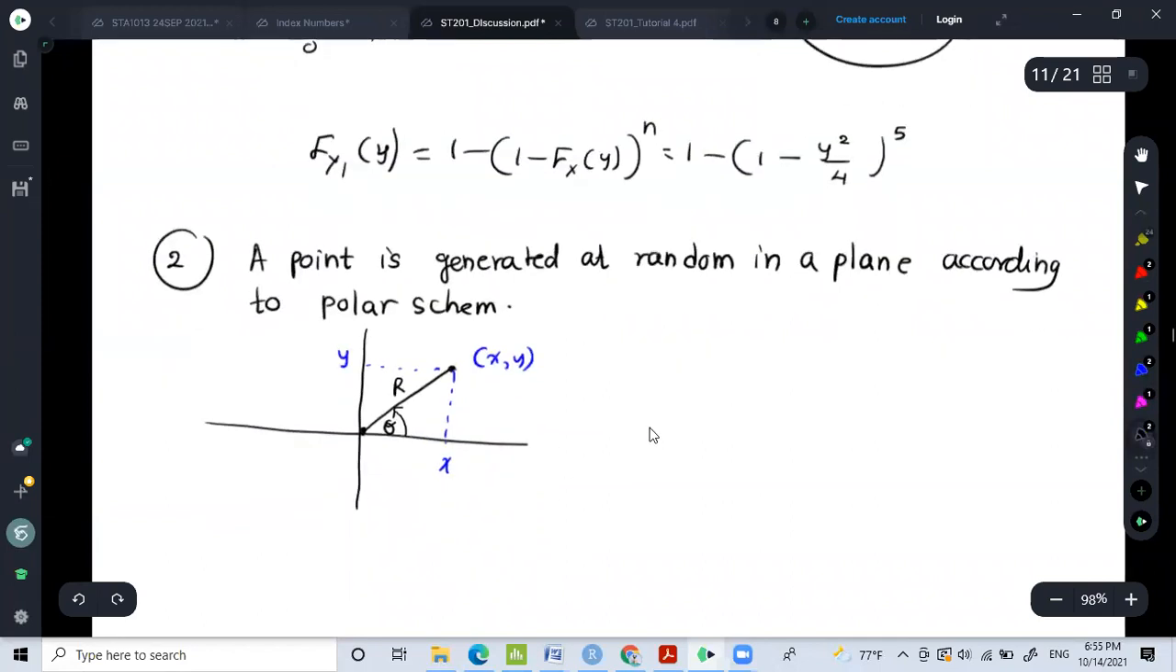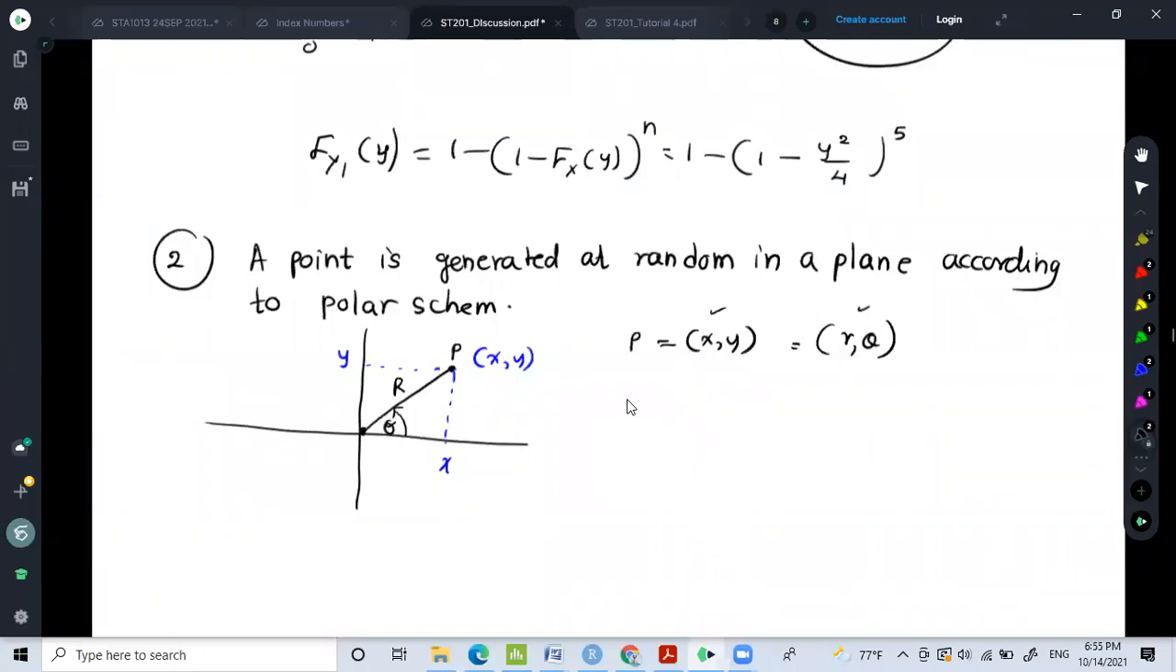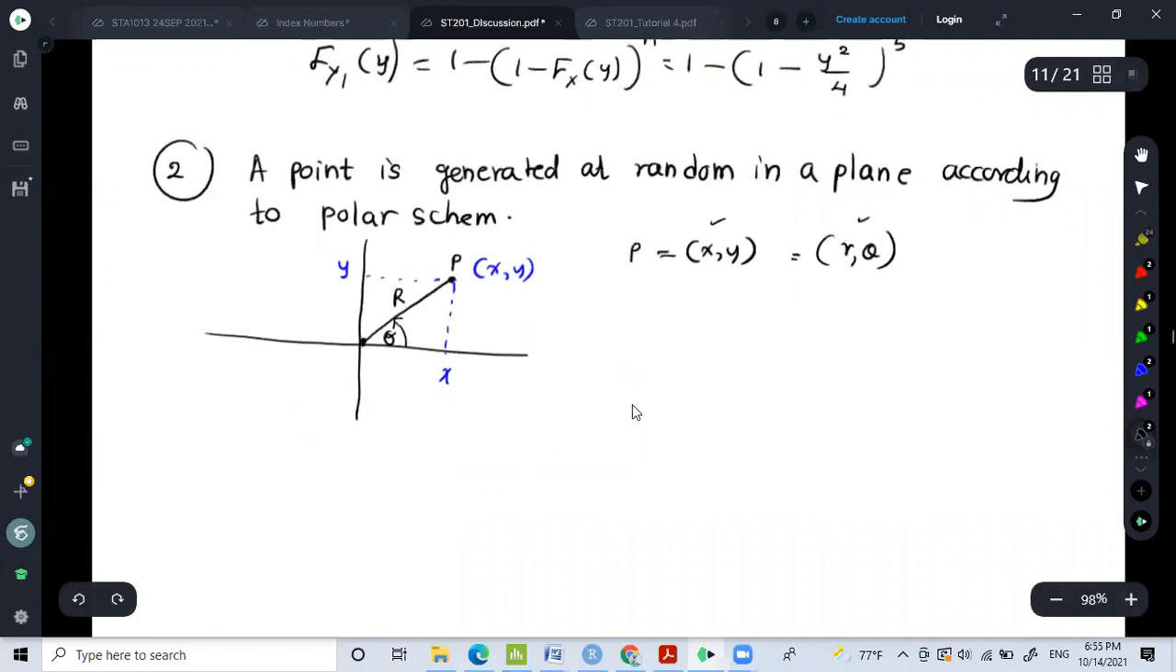Okay. So this point, let's say P, can be represented in Cartesian coordinates as x and y, or it can be represented as r, theta. So this is the polar coordinates. This is the Cartesian coordinates. It's the same point in two different methods. So in this question, you have to do a transformation in order to find the marginal density of this r and theta. Okay, so this is the question.